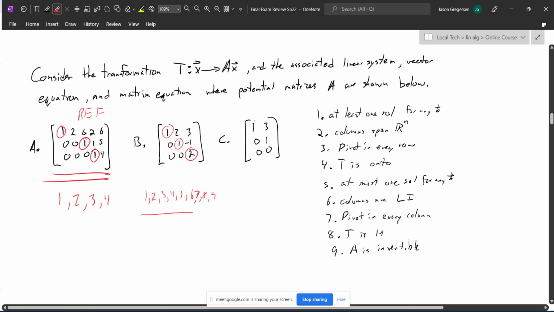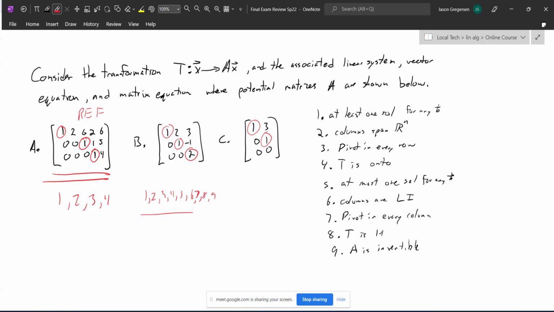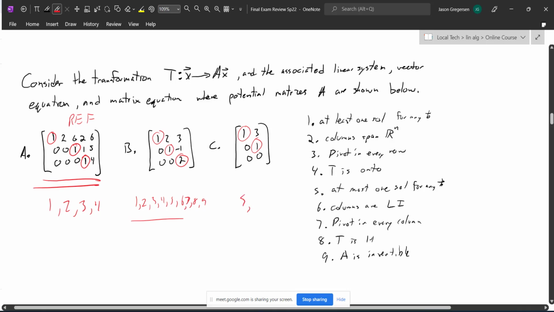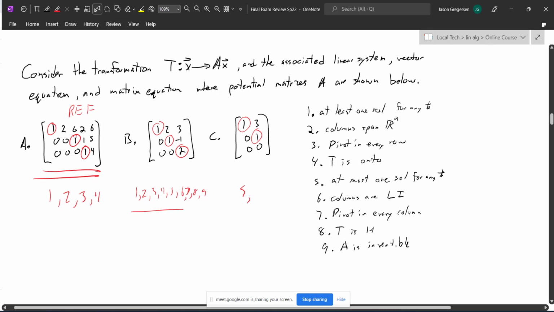And then lastly, once again, we identify our pivots. Here I have a pivot in every column, but not row. So in this case, there would be at most one solution. That's 5. Remember, there's no free variables, so I can't have more than one solution. In this case, the columns are linearly independent. We can see there's a pivot in every column, and that makes the associated transformation 1 to 1.